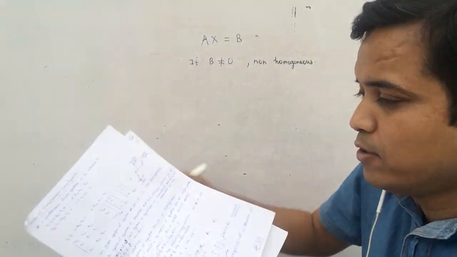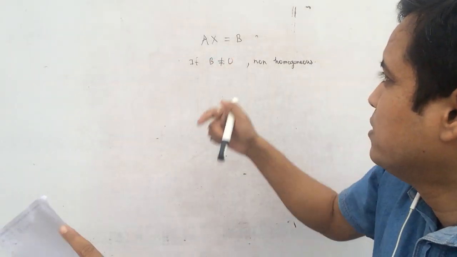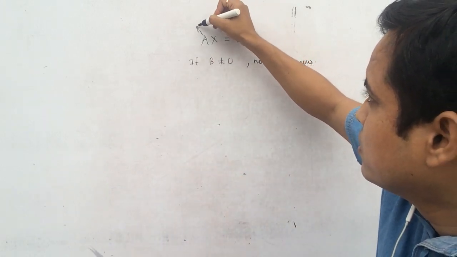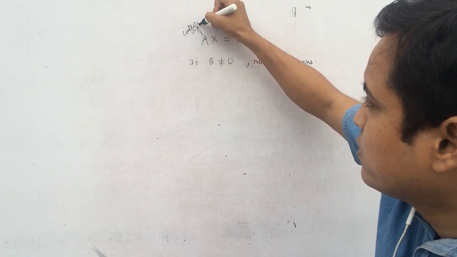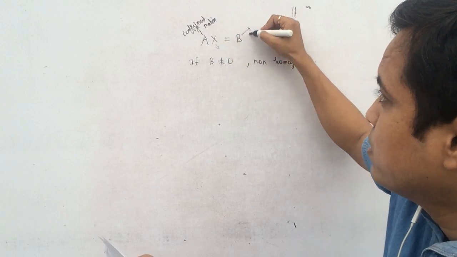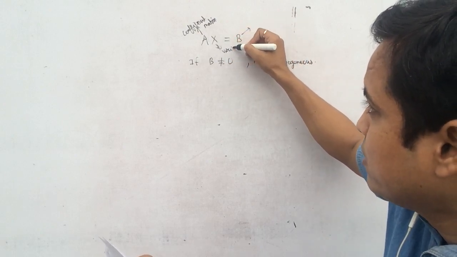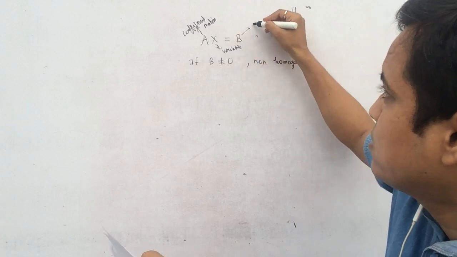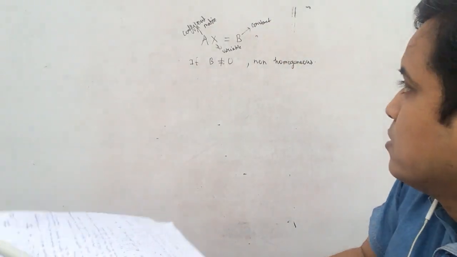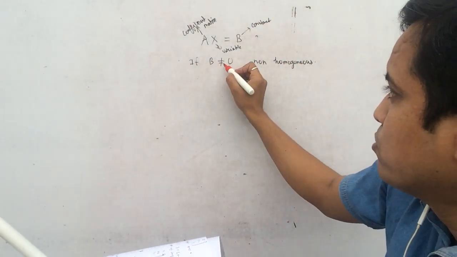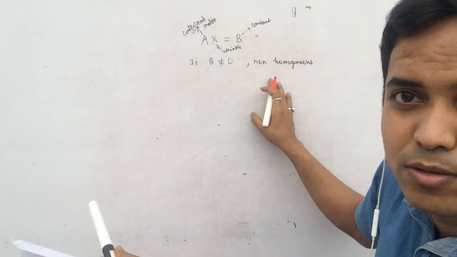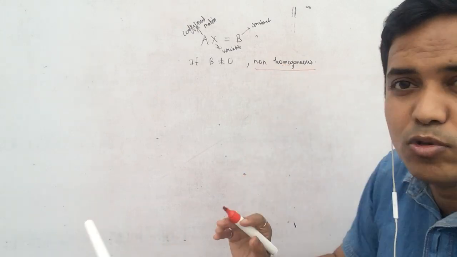So if you have Ax equal to B, where A is the coefficient matrix, X is the variable matrix, and B is the constant matrix. So this is the representation. If B is not equal to 0, then we call the whole system of linear equations non-homogeneous.